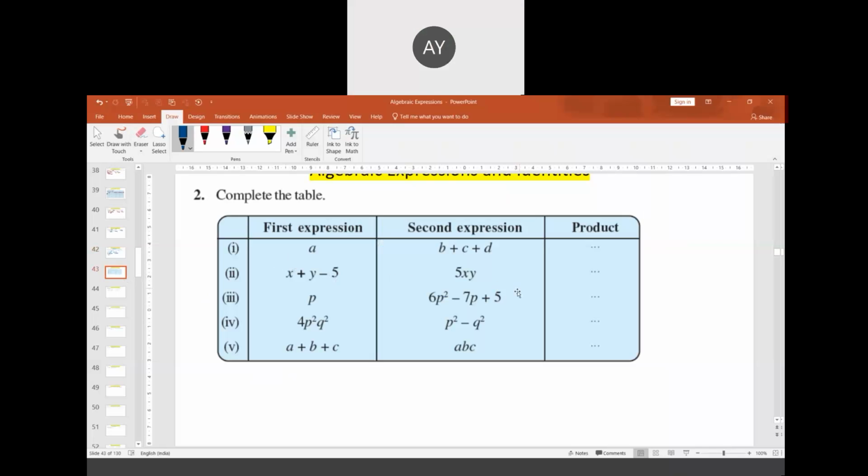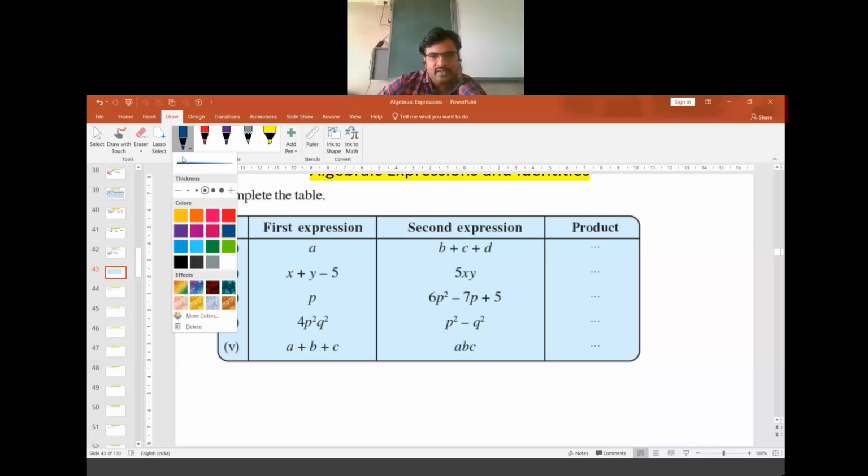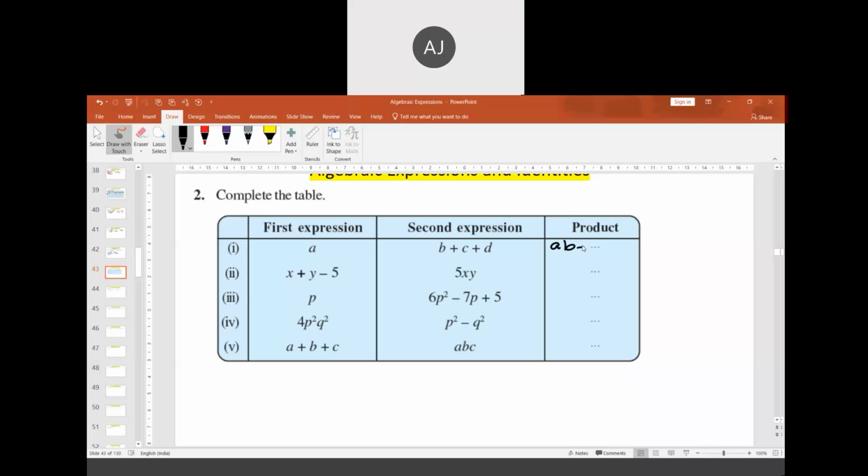This is a question related to multiplication again. There are two expressions given. First expression and the second expression. You need to write the product of the expressions in the third column. Sir, ab plus ac plus ad. Correct. The first one is ab plus ac plus ad.